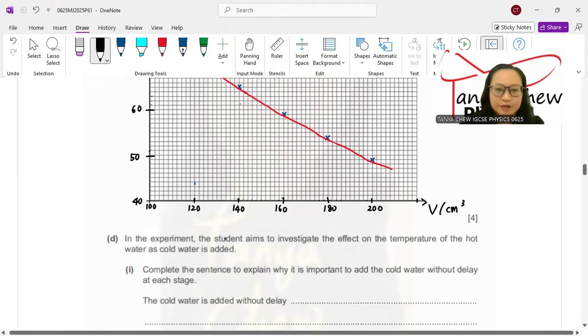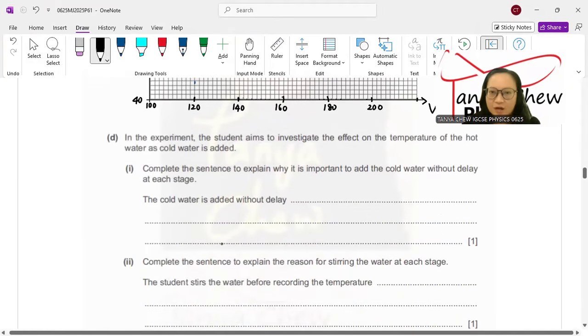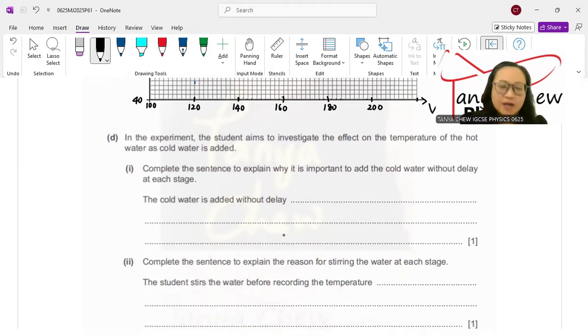D, in the experiment, the student aims to investigate the effect on the temperature of the hot water as cold water is added. First part, complete the sentence to explain why it is important to add the cold water without delay at each stage. The cold water is added almost immediately.